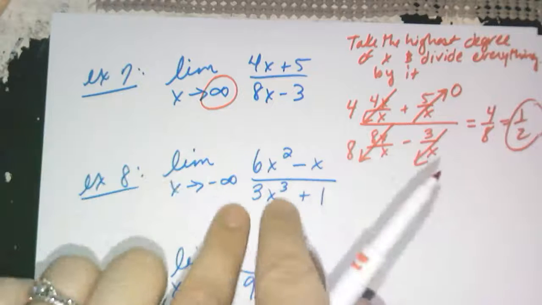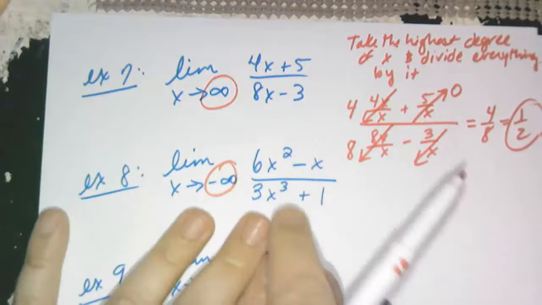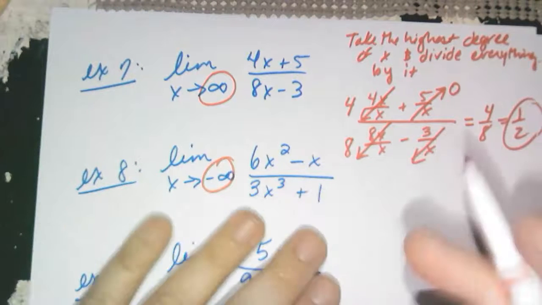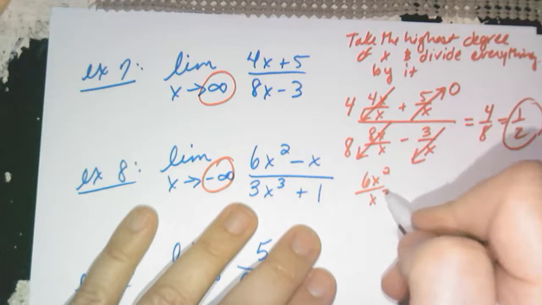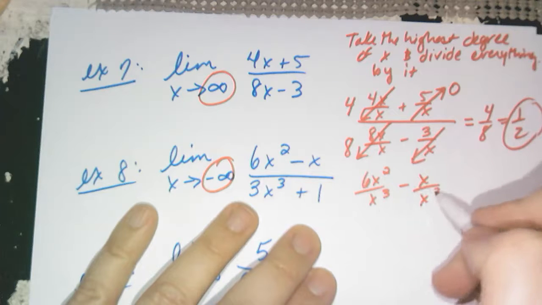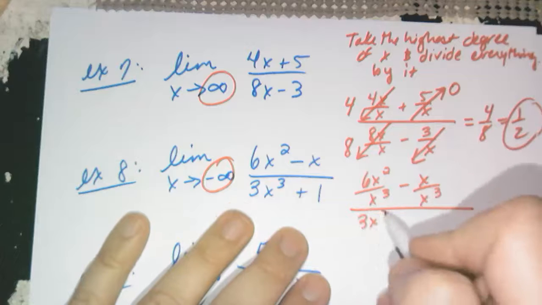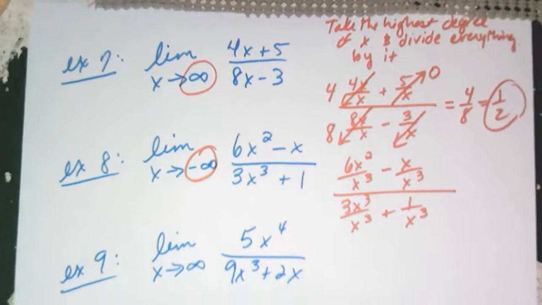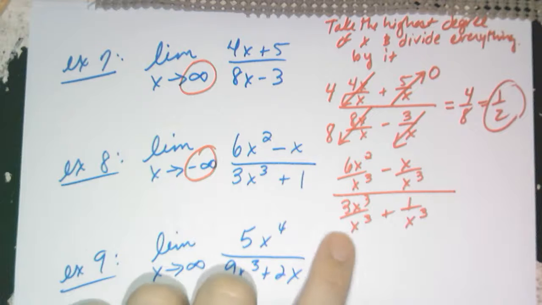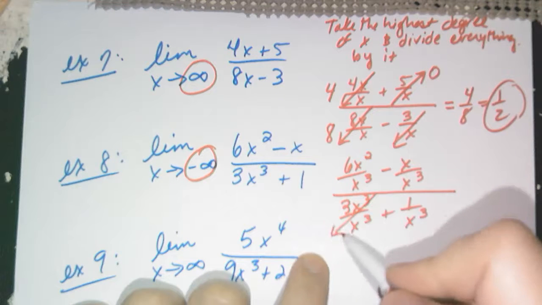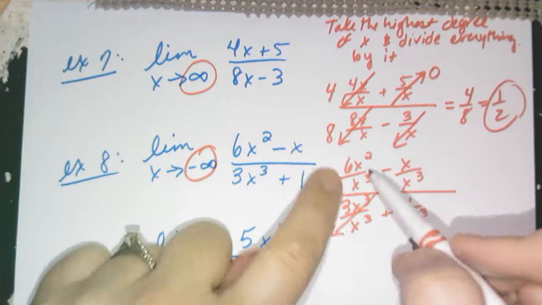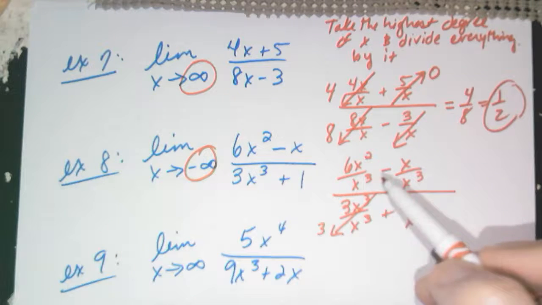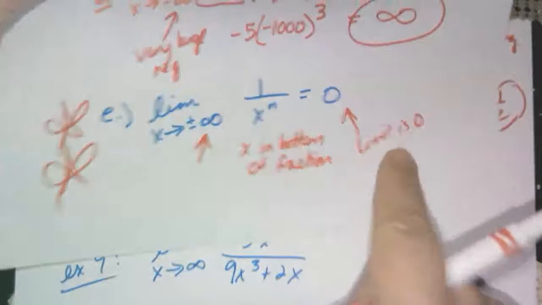All right, so let's do that again to this one, because this is going to negative infinity. What's the highest degree? 3x cubed. x cubed. So I'm going to do 6x squared over x cubed minus x over x cubed, divided by 3x cubed over x cubed plus 1 over x cubed. If it can reduce, reduce it. Is there anything up here that can reduce? Yes. 3x cubed over x cubed. This goes to 3. This would, though, be 6 over x. If it has an x in the bottom, it goes to 0.